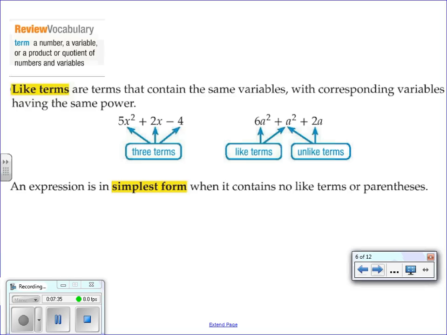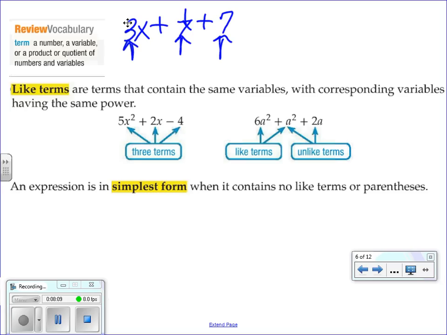So if we have 3x plus 1 plus 1 over x plus 7, okay? So this right here is a term. It's just a plain number. 1 over x is the quotient of a number and a variable, and here's a product of a number and a variable. So we have 3 different terms as they're listed right now.